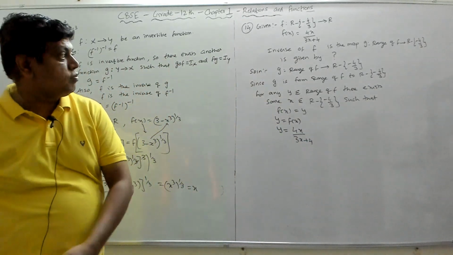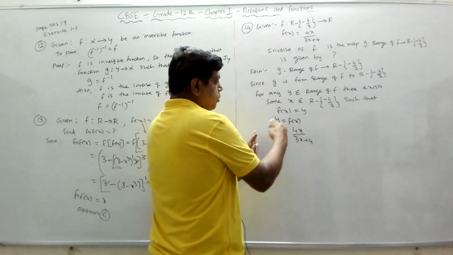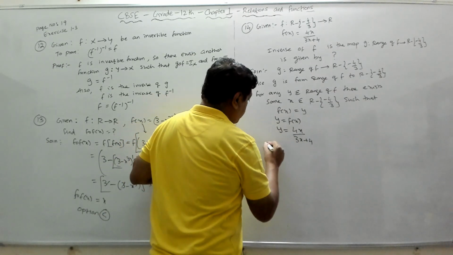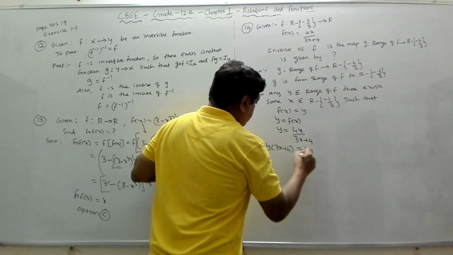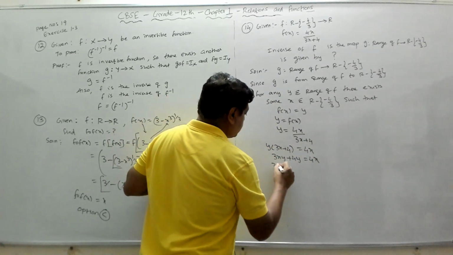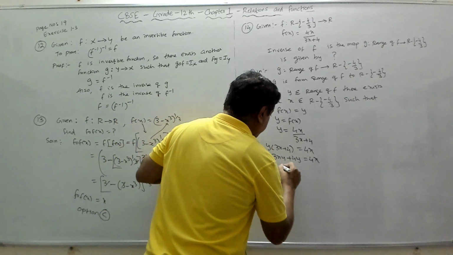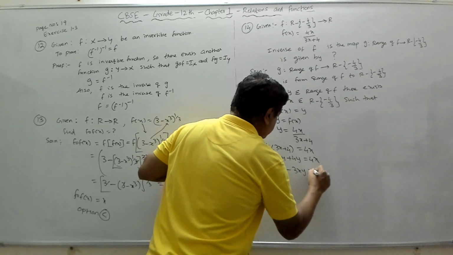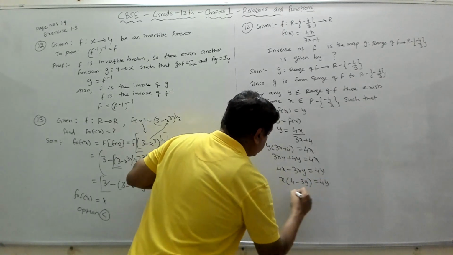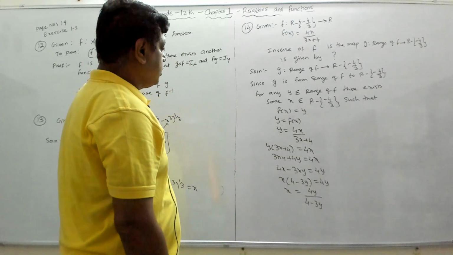Whenever we want to find the inverse of a function, we have to write x in terms of y. So we bring everything to the linear form and move everything to the right side except x, so x equals something of y. Cross multiplying, we get y(3x+4) = 4x, so 3xy + 4y = 4x. Bringing 3xy to the other side, 4x - 3xy = 4y. Taking x common, x(4 - 3y) = 4y. So x is equal to 4y/(4 - 3y).